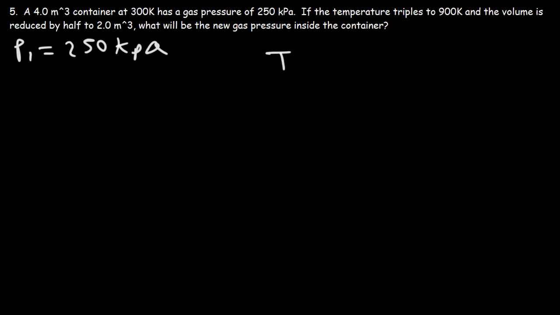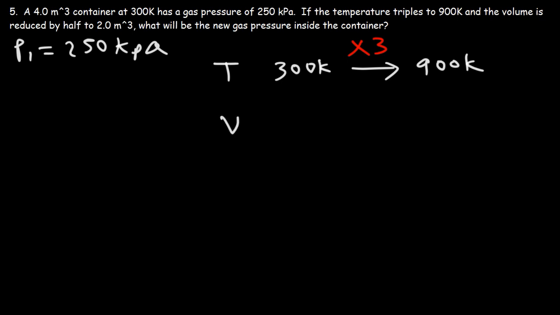So let's focus on temperature first. The temperature increases from 300 Kelvin to 900 Kelvin. So it increases by a factor of 3. Now let's talk about the volume. The volume initially is 4 cubic meters, and then it goes down to 2 cubic meters. So it reduces by a factor of 2.